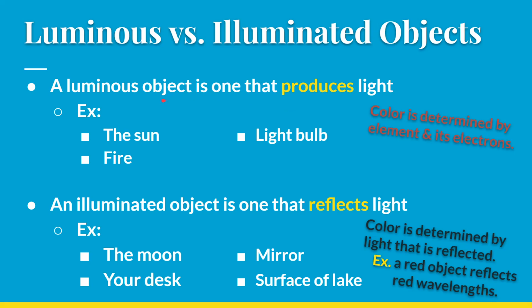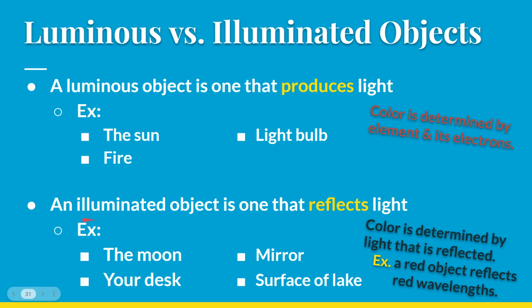Again, with our luminous objects, we talked about this already in our notes last week, but the color that you see is determined by the element and its electrons, and we looked at those electrons becoming excited and then falling back down to ground state and releasing very specific colors. And so that's how you get color from a luminous object. But an illuminated object, what color you see for those objects is determined by what light is reflected. So like a red object reflects red wavelengths, for example, and that's why it appears red to us, because the red would bounce off of the object, and then that's the light that goes to our eyes.